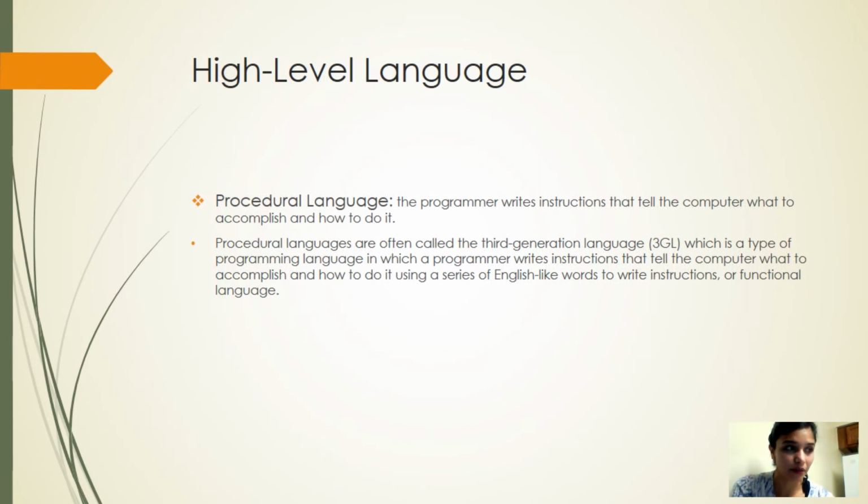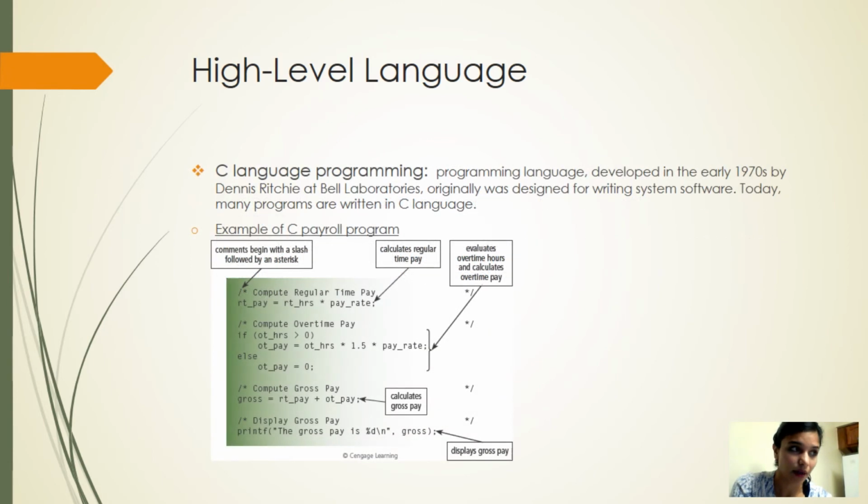The procedural language is where the programmer writes the instructions to tell the computer what to accomplish and how to do it. On the high-level language, we have the C programming language, which was developed in the 1970s, and it was originally designed for writing system software. Today, many programs are written in the C language, and that is an example of a C payroll program.